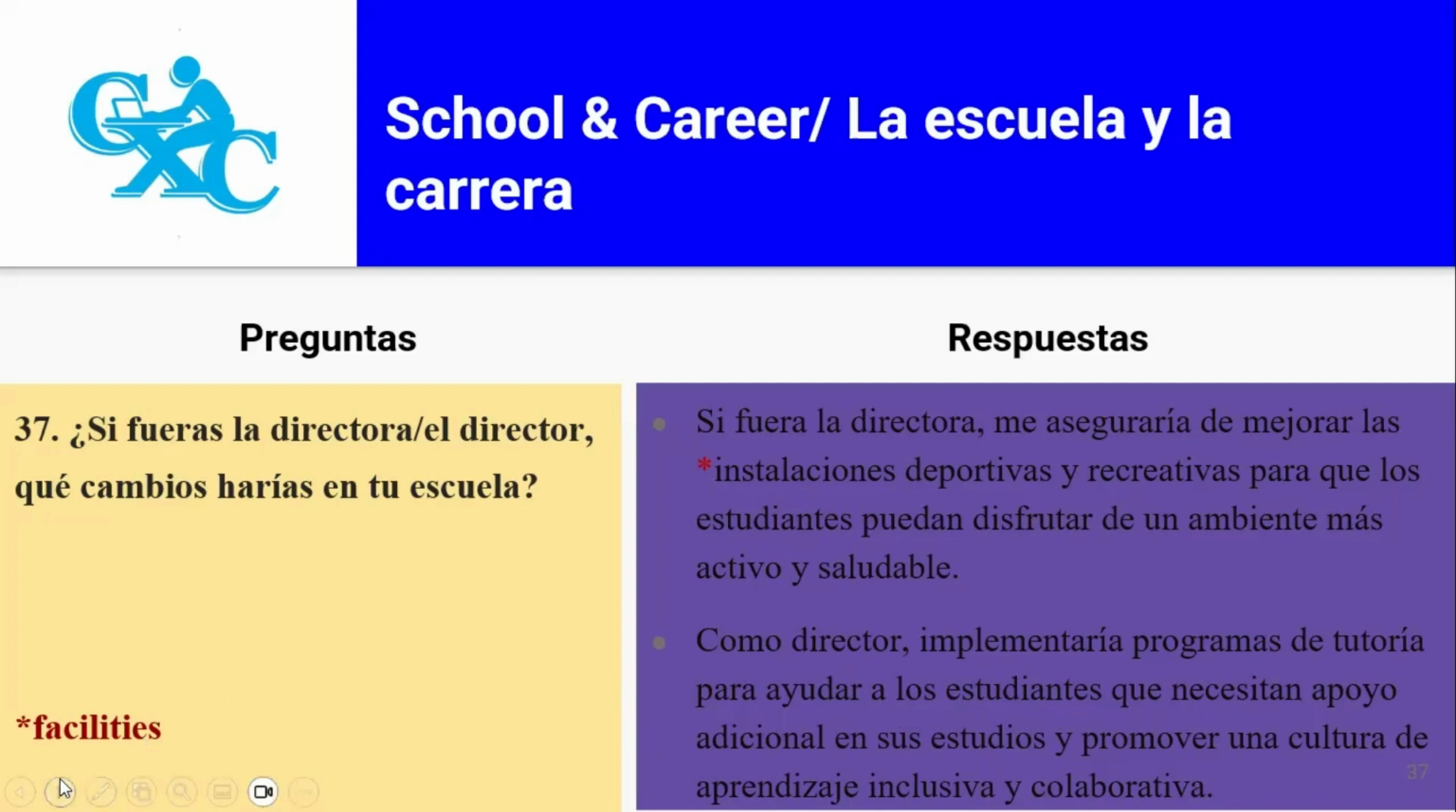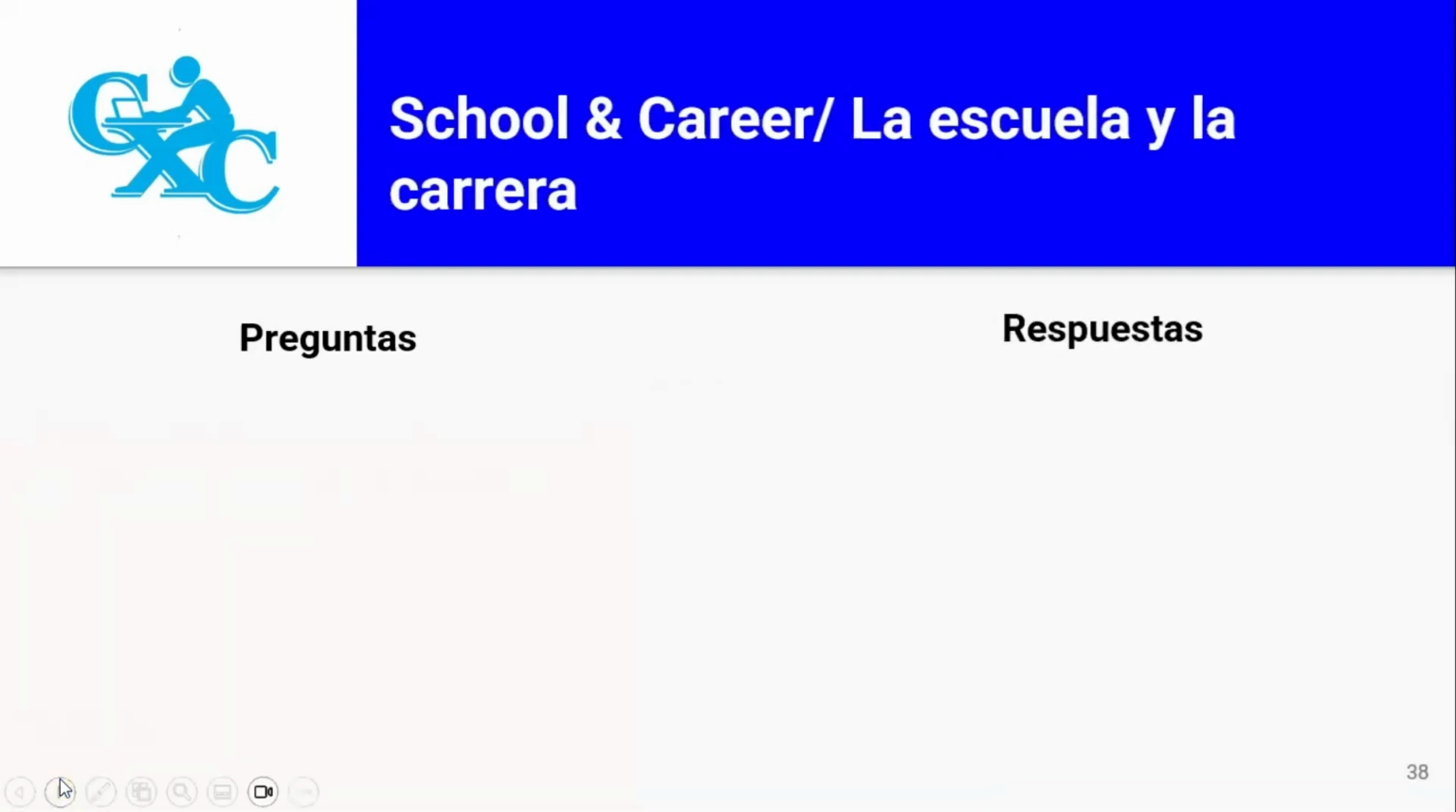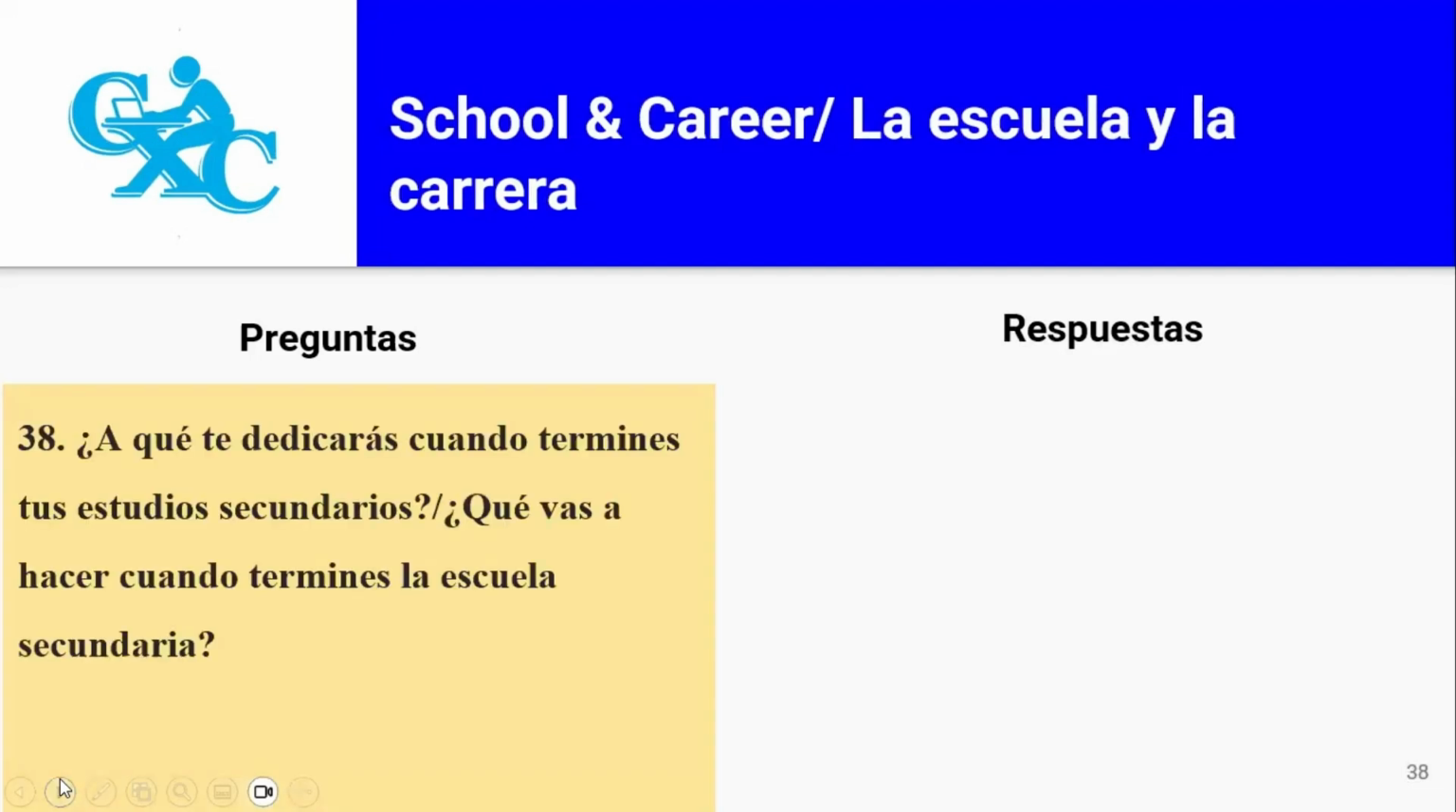Vamos a continuar. ¿A qué te dedicarás cuando termines tus estudios secundarios? ¿Qué vas a hacer cuando termines la escuela secundaria? All right, so both questions are asking the same thing. What are you going to do after you leave school?